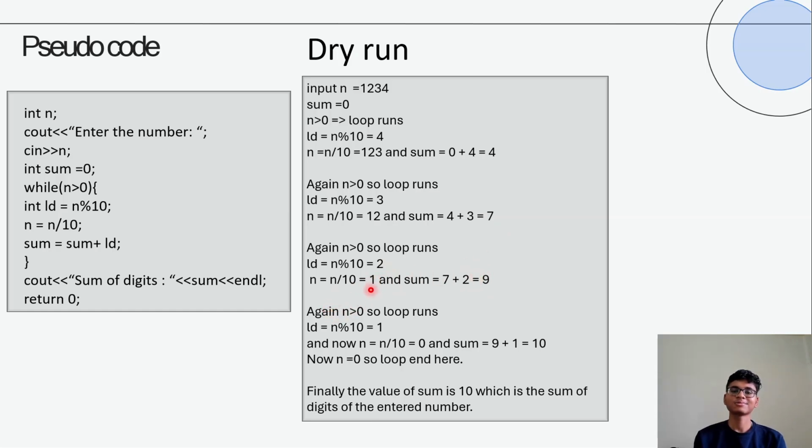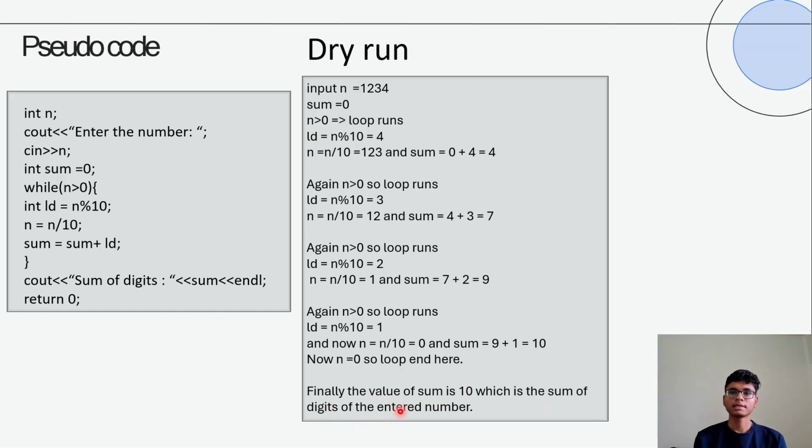Again n is greater than 0, n is 1. So the loop runs again. The last digit is n modulus 10, which is 1. And now if we divide this number 1 again by 10, we get 0. So the loop doesn't run again because we are running the loop till n greater than 0. And now finally the sum will be the previous sum plus the last digit, which is 9 plus 1, which is 10. Now n is equal to 0, so the loop ends there. Finally the value of sum is 10, which is the sum of the digits of the entered number.